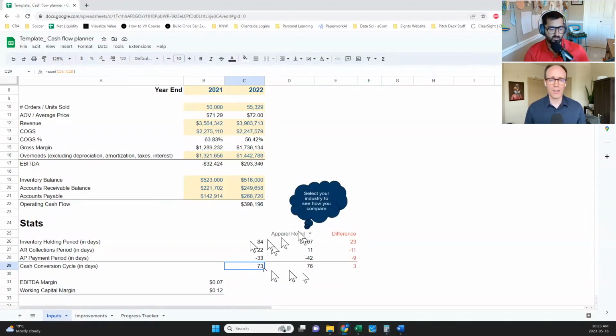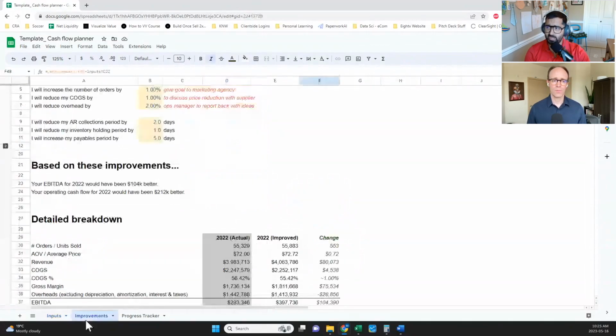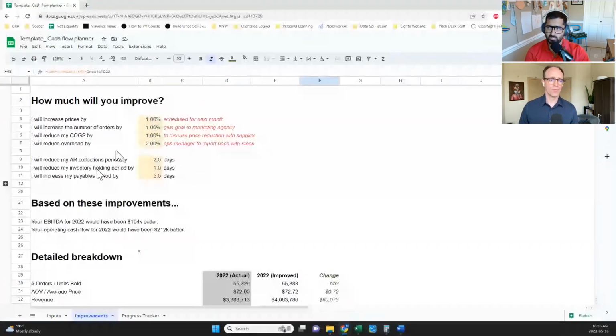Great. Okay. Well, how do we get this number down? Yeah. So let's go to the next page here. And now, the first thing this page asks you is, how much will you improve? And there's a few categories. There's prices, number of orders, cost of goods sold, overhead, accounts receivable, collections, inventory balances, and payables, right? So how much are you going to improve these things?